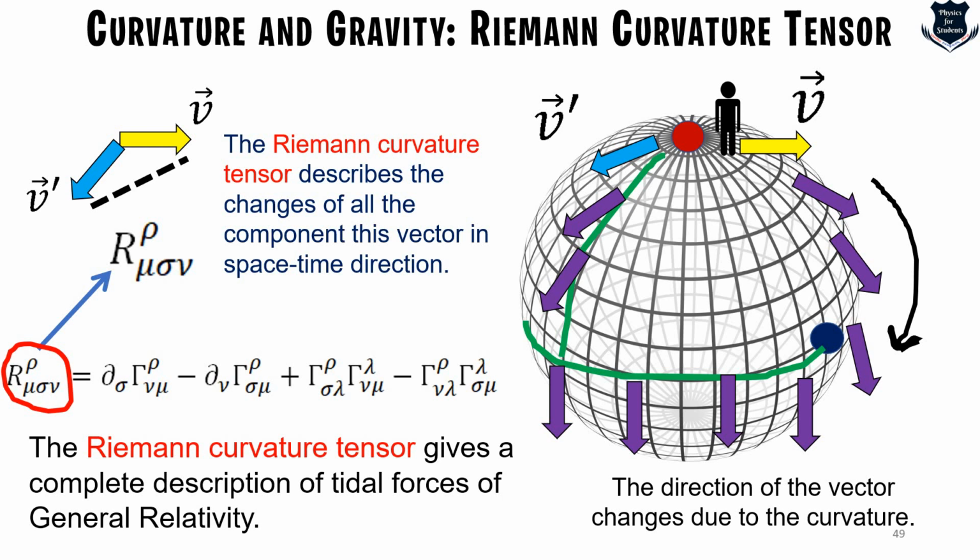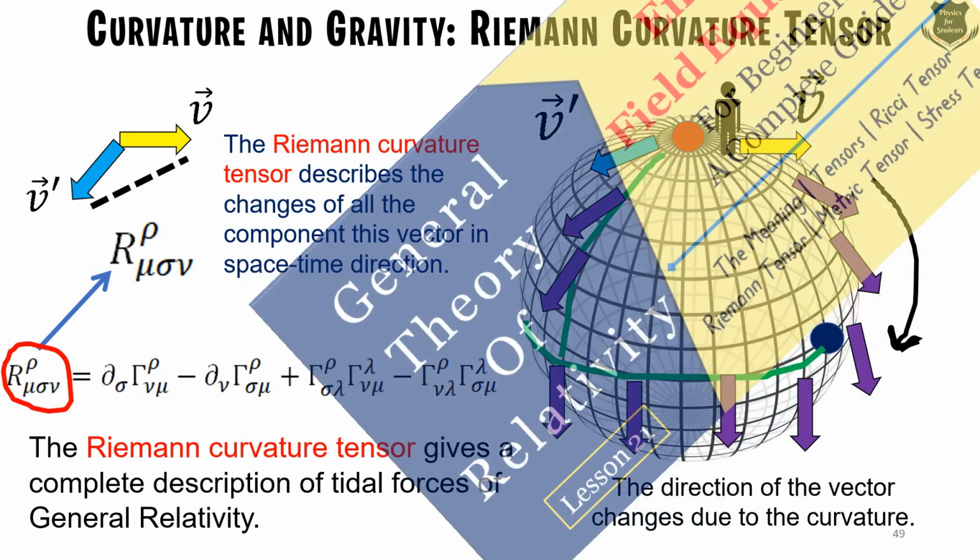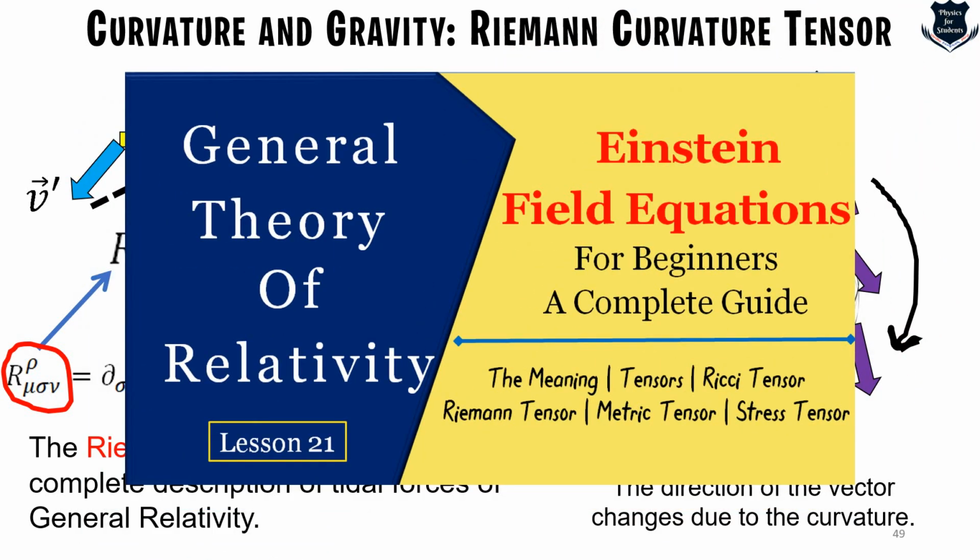If you really want to know more about what these tensors are, go back to my lesson number 21, which is called Einstein Field Equation for Beginners. These things are dealt with in much more detail, I would say more mathematically, and you can look into that.